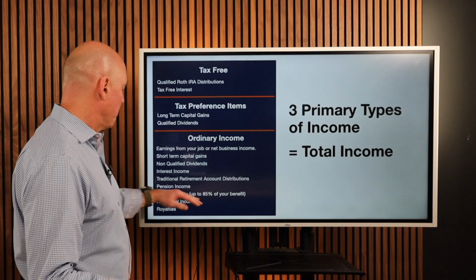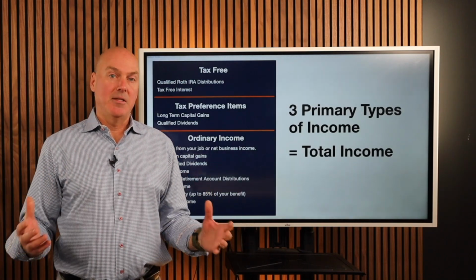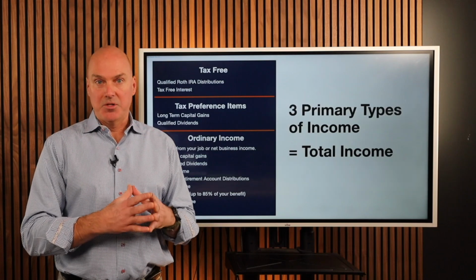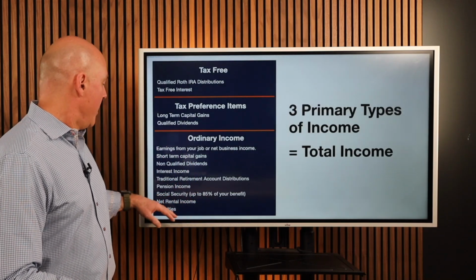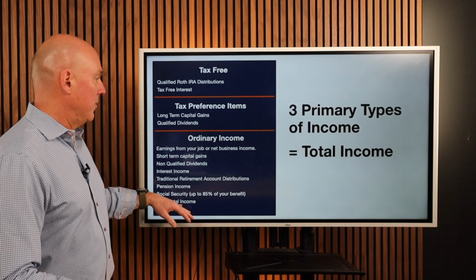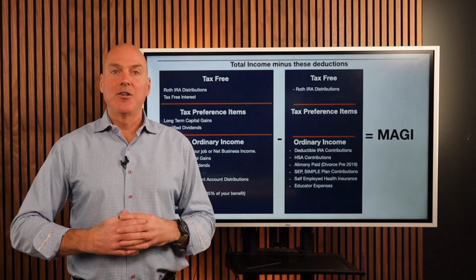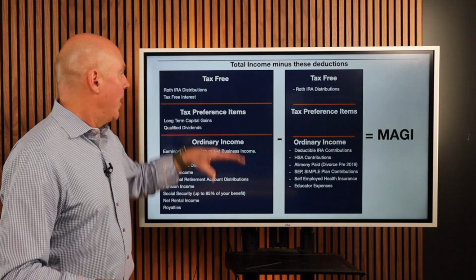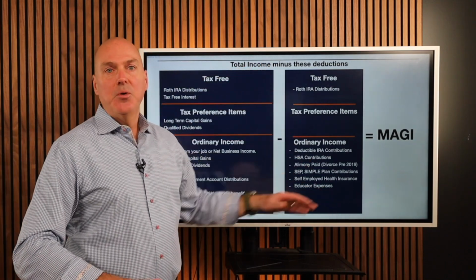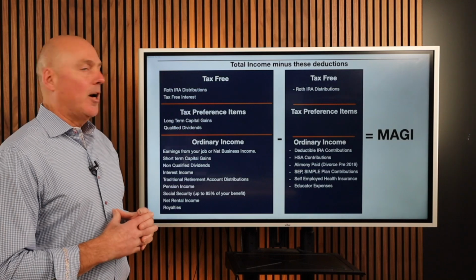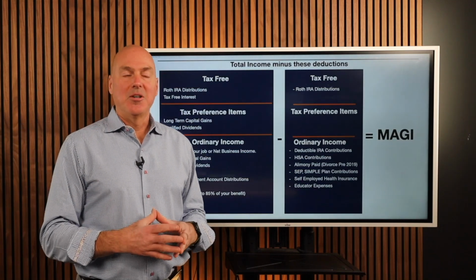Pension income, your Social Security benefits. Social Security has a cap on how much of it can be taxed. It's currently 85% as the maximum amount of your Social Security benefit that could be subject to tax. And then again, net rental income and royalties. So if we look at how your modified adjusted gross income is calculated, we're going to take all of those different things, and then you get a few deductions that come off that income, ending up with your modified adjusted gross income calculation.